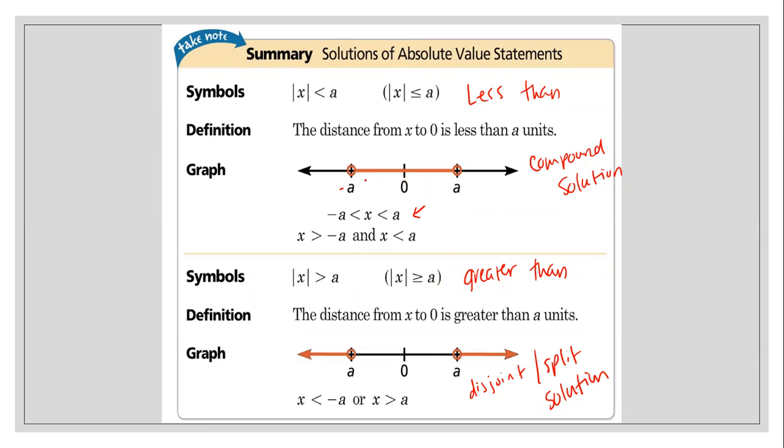Oh, so what happens here, remember that these represent open circles. These represent closed circles. This represents an open circle situation. This represents a closed circle situation. Pay attention to the words and, or. If in the problem it says and, that lets you know you have a compound solution. If it says or, that lets you know that you have a disjoint, a split solution. Compound solutions are also called joint solutions.